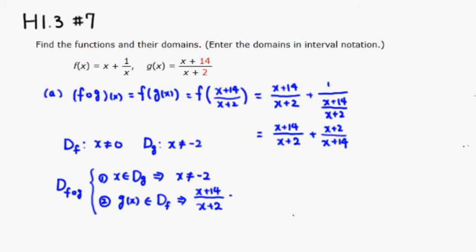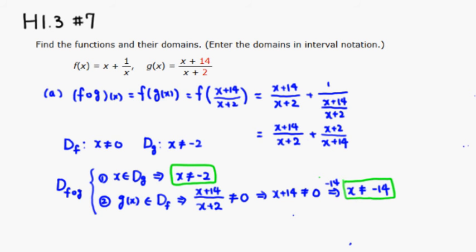So it's all real numbers except 0. We have to make sure this is not equal to 0. Multiplying both sides by x plus 2, we have x plus 14 is not equal to 0 times x plus 2, which is 0. Subtracting 14, we want x not equal to negative 14. So we have two numbers we need to skip: negative 2 and negative 14.